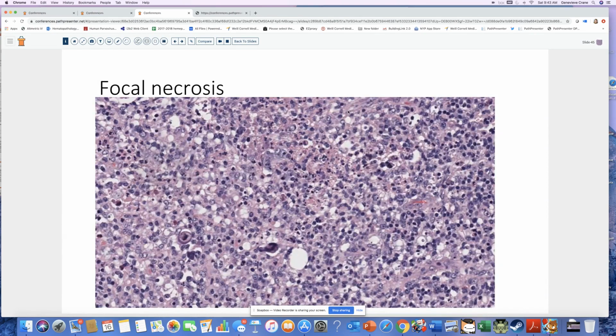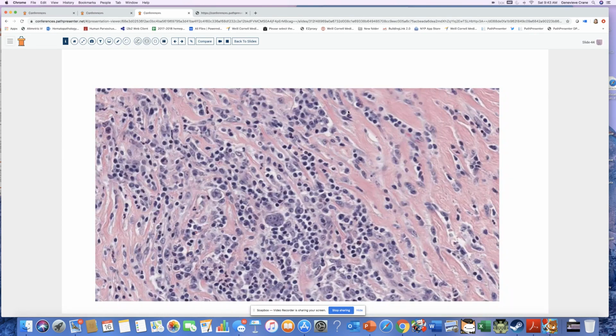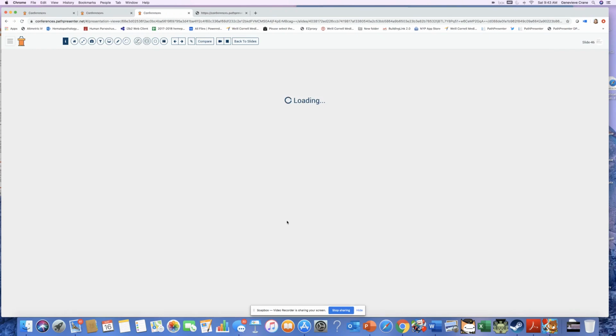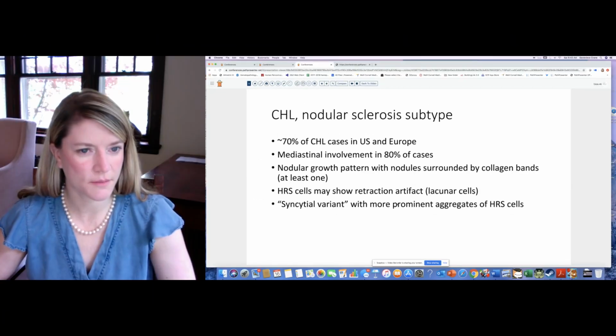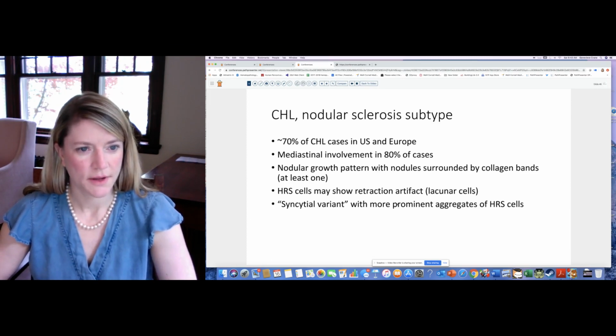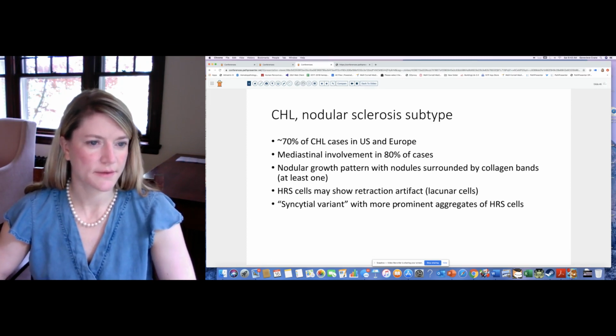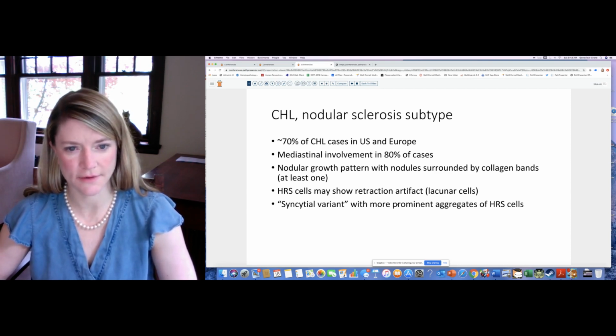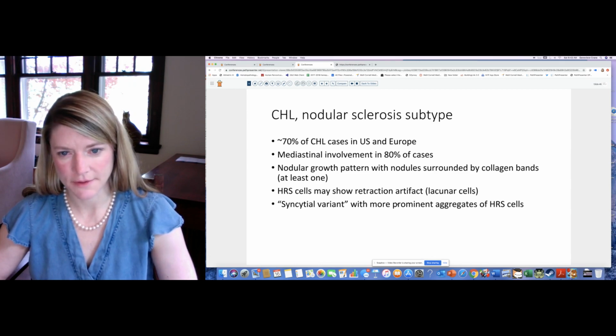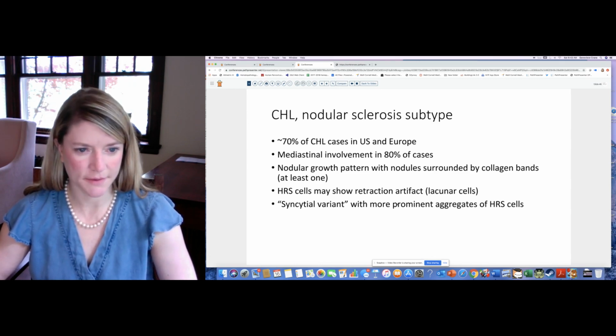So these are just some still images that I took here, showing a little bit better image of the large atypical cells with these complex nuclear features and fairly intense multinucleation in this case. This was ultimately classified as classic Hodgkin lymphoma, nodular sclerosis subtype. This subtype comprises around 70% of the Hodgkin lymphoma cases seen in the United States and Europe. Mediastinal involvement is typical and seen in around 80% of cases.